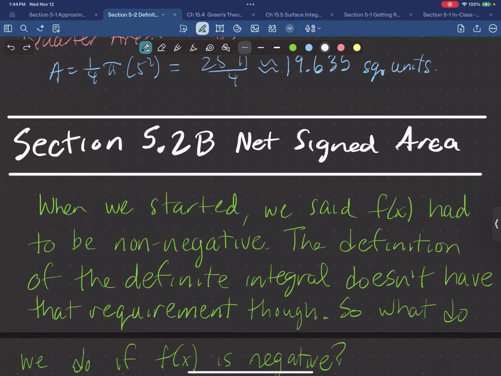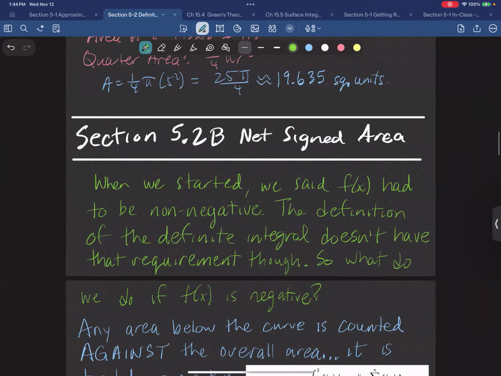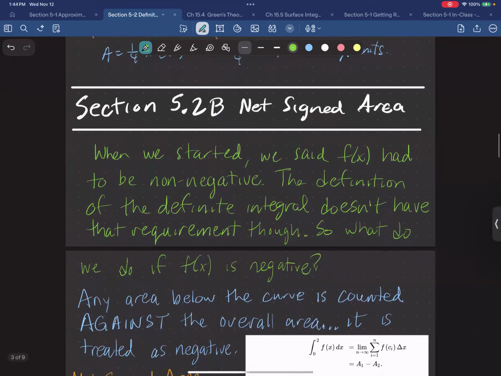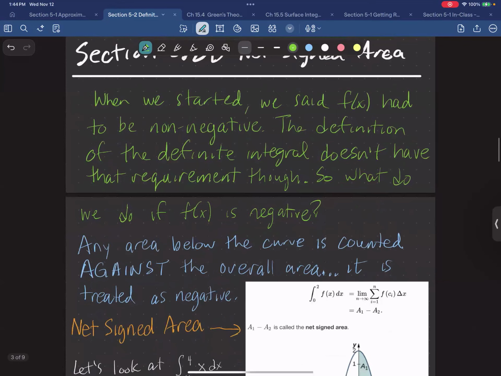So what do we do if f of x is negative? Well, any area below the curve is counted against the overall area. It's treated as a negative value, and I've got a picture here for you.